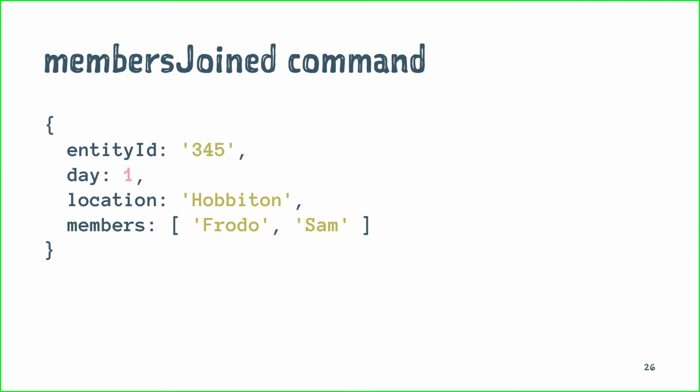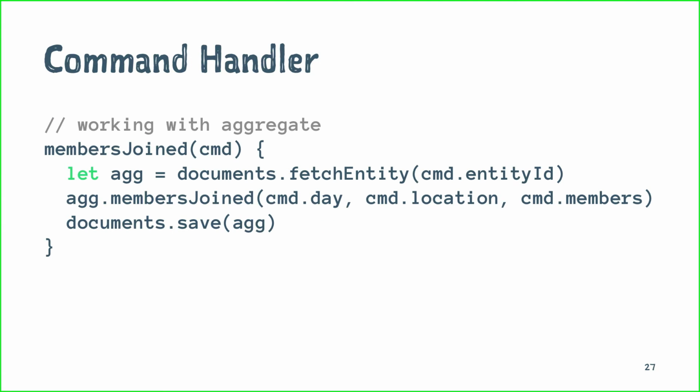So let's look at the data flow again of how a command can go through the system and work with events here. Here I have this command, which is for a particular entity and just has some basic data. We saw this before: it comes through our command handler, fetching the entity, calling the method, and saving the aggregate.